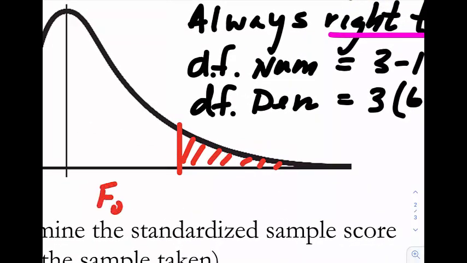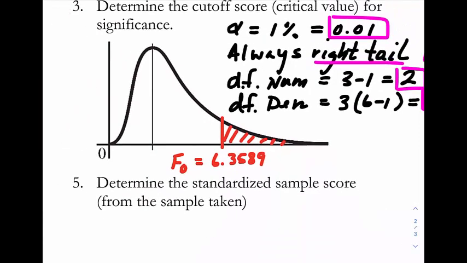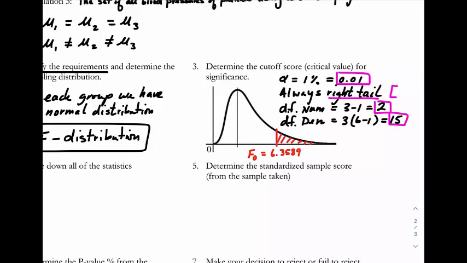So F naught is equal to, what's that cutoff point? So again, it's 6.3589. So that's our cutoff point. To be past that point proves statistical significance here. All right, so we're going to try to see if we can do that.